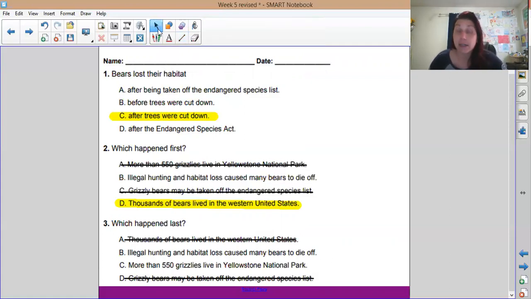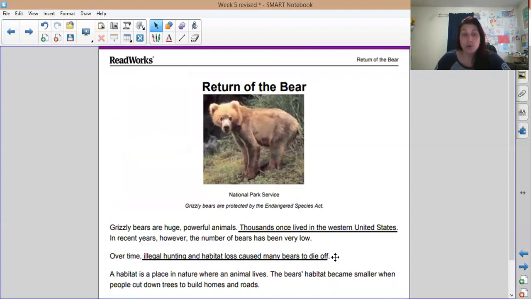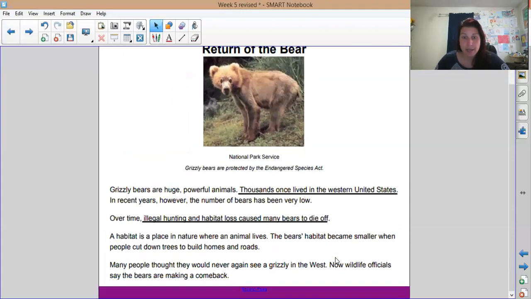They're not off it right now. So if it did not happen yet and it's going to happen in the future, they're hoping, it can't be one of our selections, because they want to know what happened last in the article they gave us. So it's between these two: illegal hunting caused them to die off, or more than 550 live in Yellowstone National Park. So let's go back and see. We have that one already underlined about the habitat loss causing them to die off.